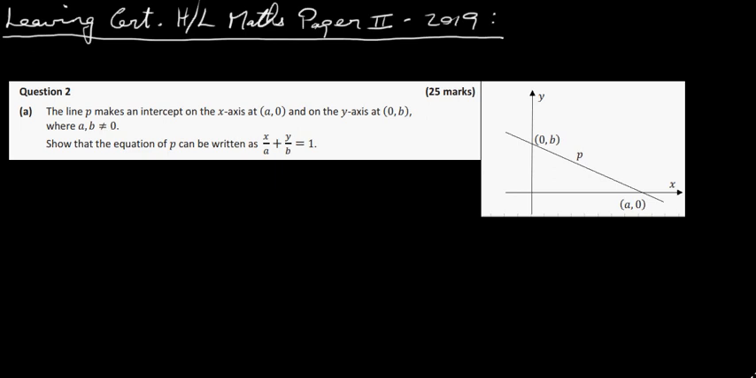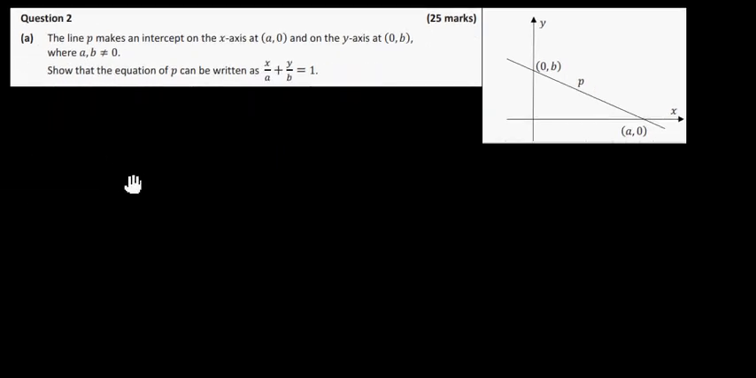Okay, so let's have a look at the Leaving Certificate Higher Level Paper, Maths Paper 2 for 2019, and we're going to have a look at question 2. So here we have a line P, and it intercepts the x-axis at (a, 0) and the y-axis at (0, b). a and b are not 0.